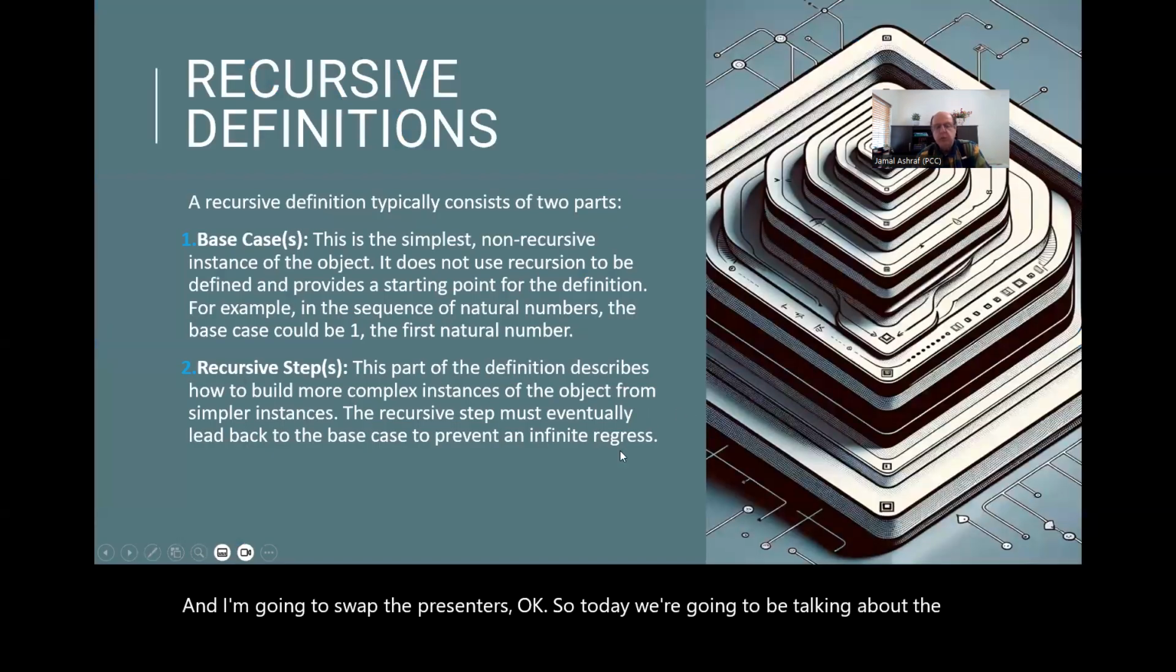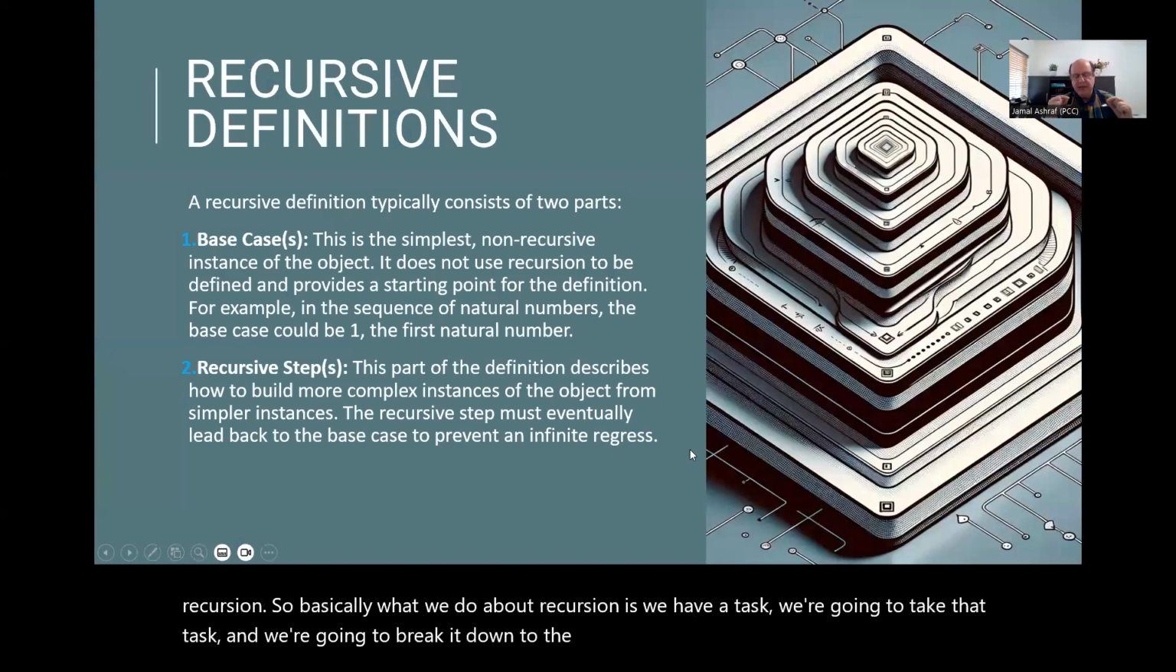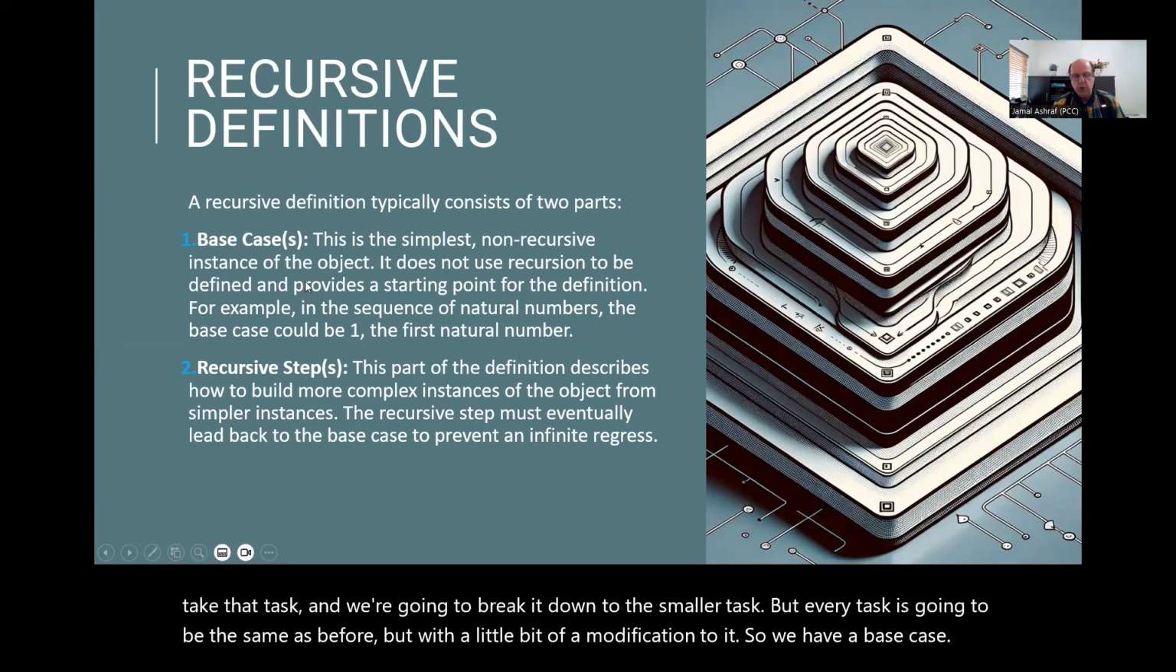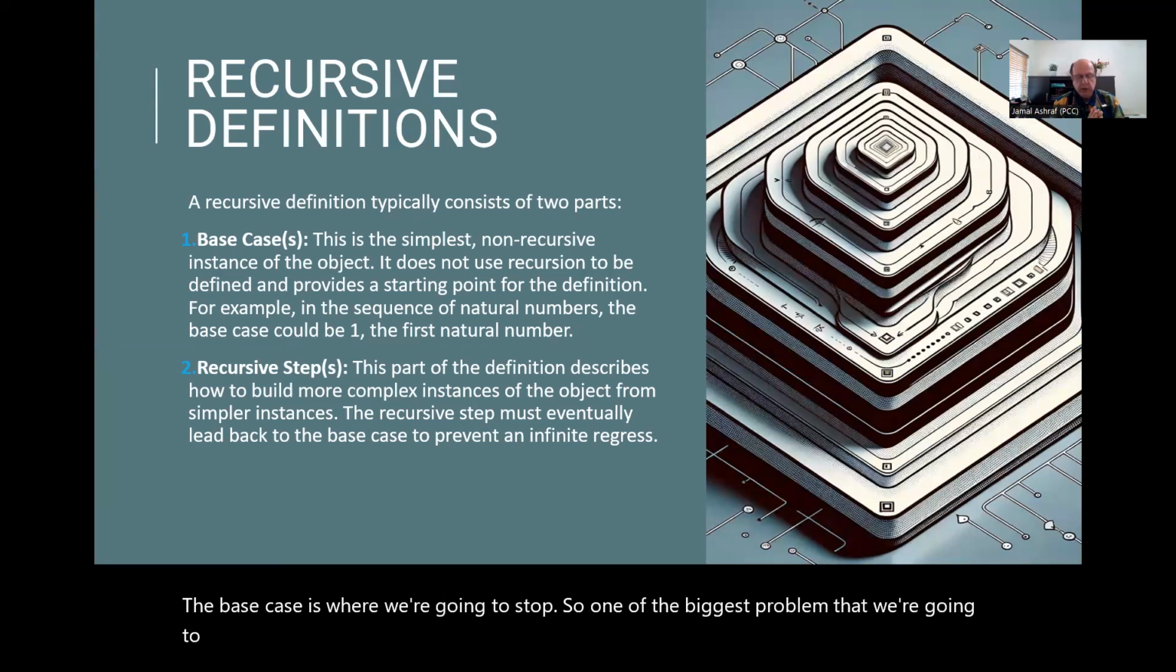So basically what we do with recursion is we have a task, and we're going to take that task and break it down into smaller tasks, but every task is going to be the same as before, with a little bit of a modification to it. So we have a base case. The base case is where we're going to stop. One of the biggest problems that we're going to have in recursion is if we don't have a stopping point, then we are going to be running it all the time till we run out of memory.